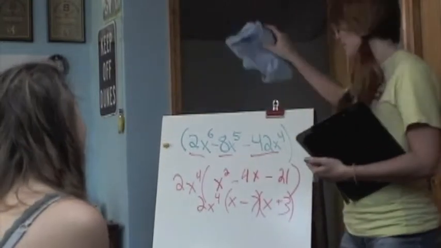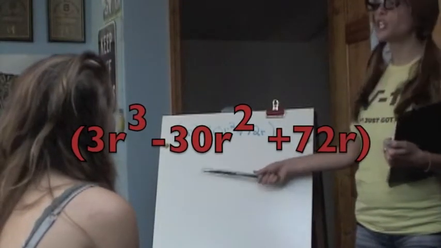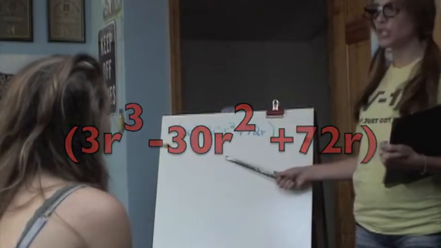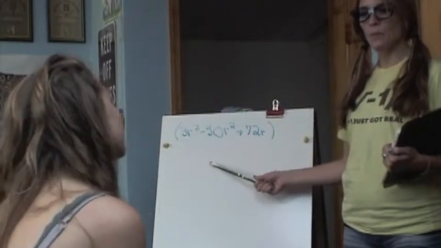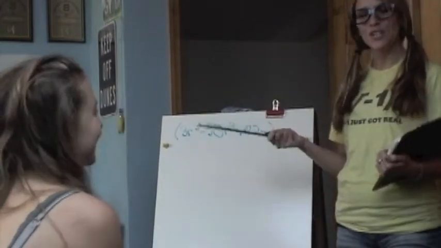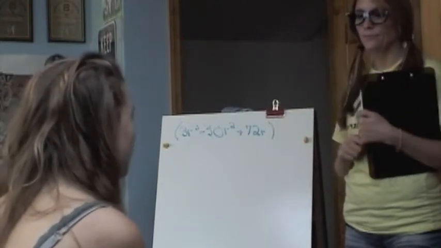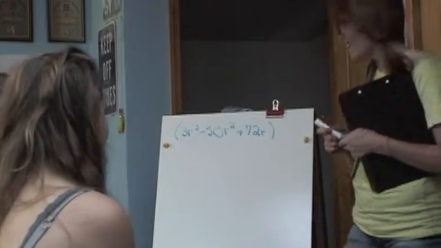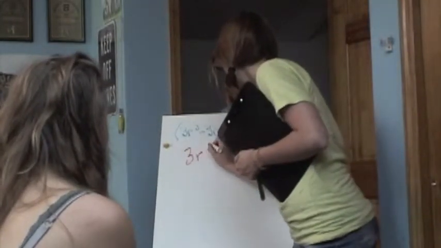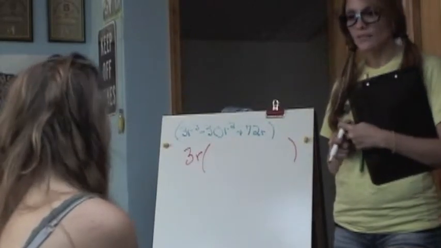Let us try another. Our next problem is 3r cubed minus 30r squared plus 72r. Now, from what we have learned, what is our first step? You factor before you factor. Correct. Now, what goes into every single one of these terms? 3r. That's correct again. When we divide each term by 3r, what are we left with?